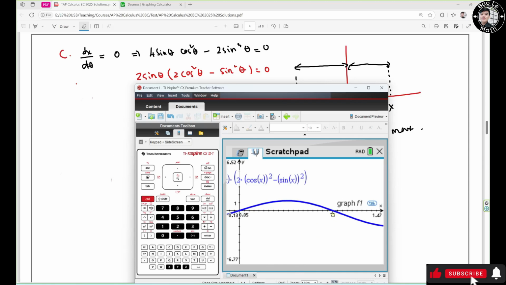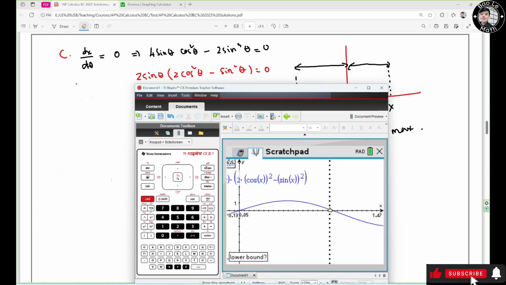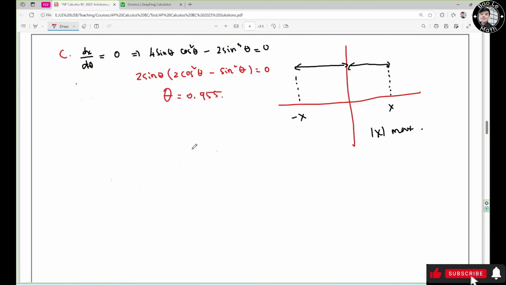Now I need to find the 0 of this function. Actually, the 0 of this function should be right here. So I hit menu, analyze graph, 0 right here. Move to the left of 0, move to the right of 0, and the answer is right here: 0.955. Now we're going to use the candidate test.